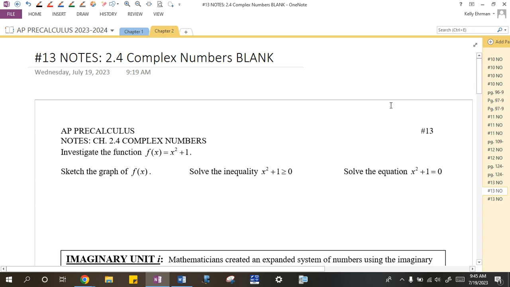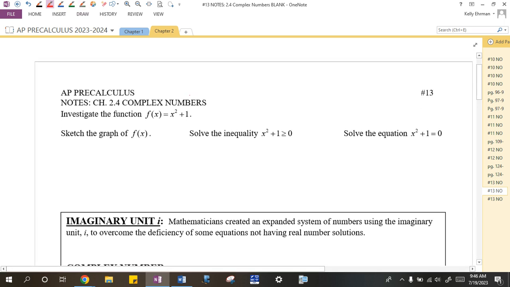Today we're going to be talking about some basic rules for complex numbers and what they are. And we're going to start by investigating the function f of x equals x squared plus 1. So we've been working in quadratics and polynomials. This should be a very easy graph for us to sketch.